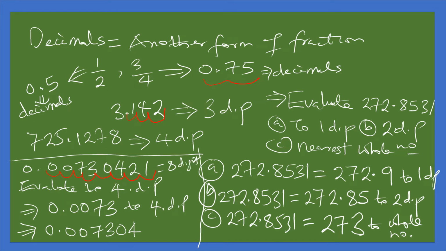The zeros immediately after the point, they are what? Counted. So we consider the zeros after the point. So that's why we said to 4 decimal places is what? 1, 2, 3, 4. And to 6 decimal places, we said what? Is 1, 2, 3, 4, 5, 6. So this is what we call taking a number to the required number of decimal places.